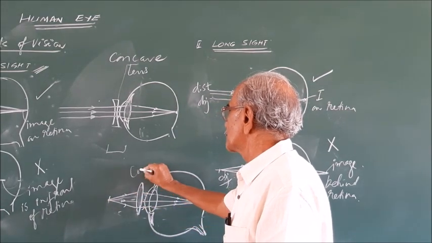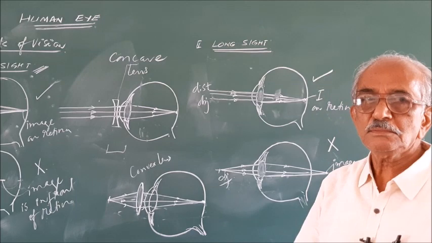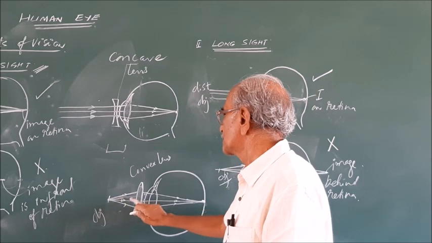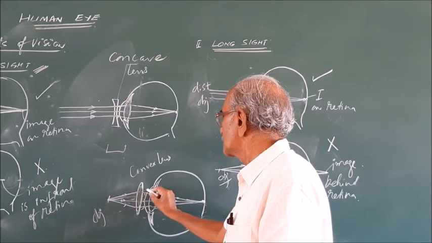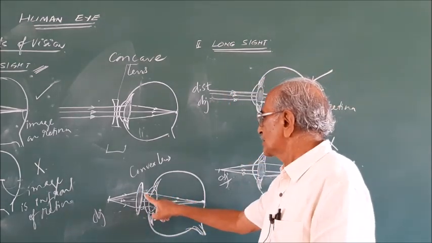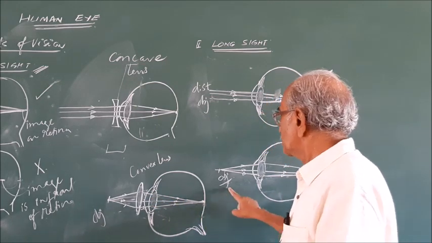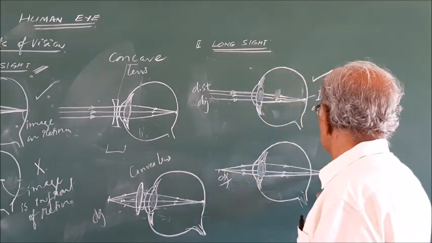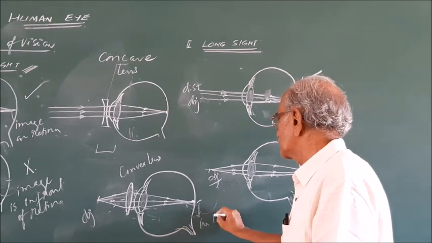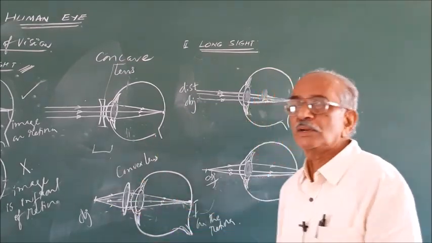Now this defect can be overcome using, along with the eye, a convex lens of suitable focal length, so that light from an object at close distance first gets converged a little by the external lens, and these rays falling on the eye lens are focused on the retina. So the image is brought from here onto the retina. So the image is on the retina, and this object is very clearly seen.